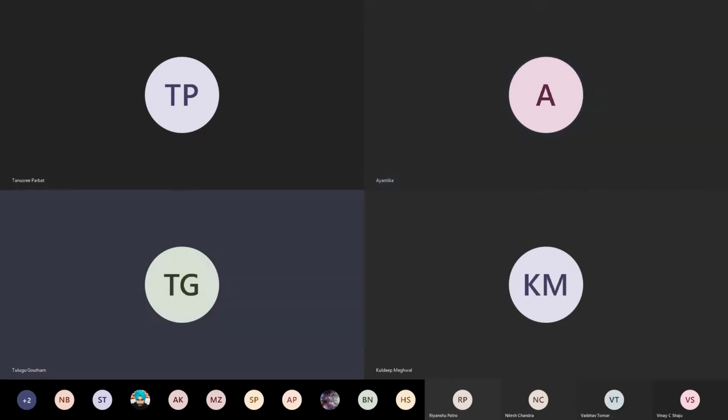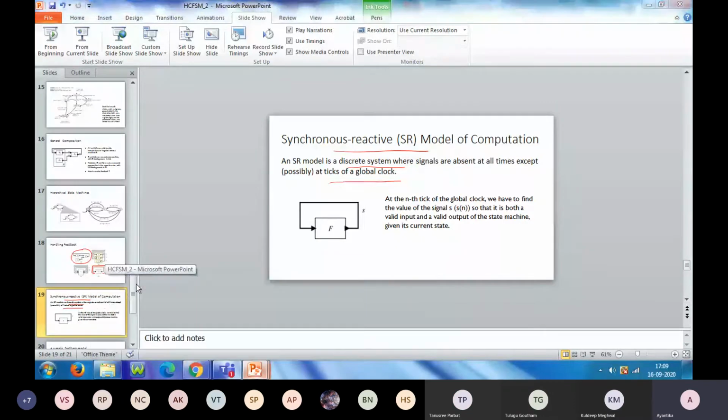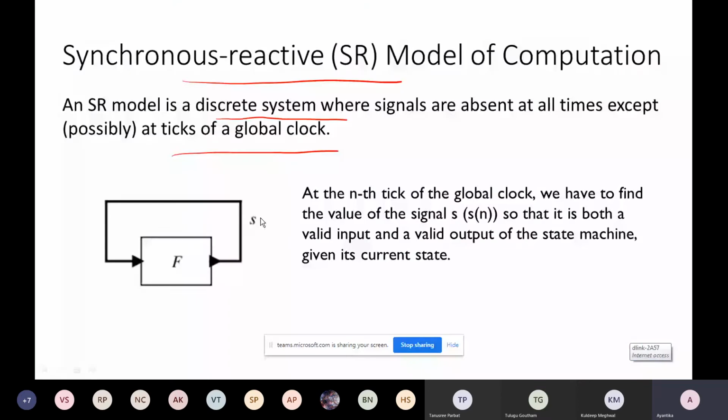At a particular tick, whenever... Are you presenting, ma'am? Yes, I presented. You can't see? Okay, I will. You can't see my slides, right? Okay, I will. Yes, ma'am, your screen is not visible. Okay, wait. I will do it again. Okay. Sorry. Now, can you see the slides?